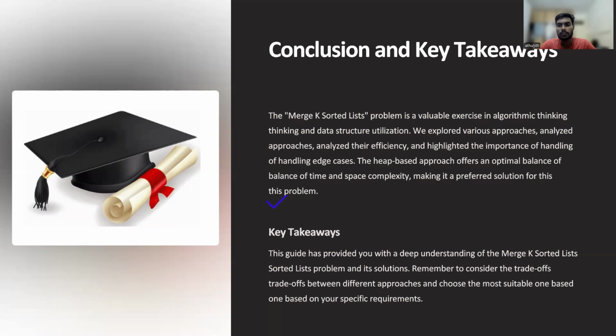The merge k sorted lists problem is a valuable exercise in algorithmic thinking and data structure utilization. We explored various approaches, analyzed their efficiency, and highlighted the importance of handling edge cases. The heap-based approach offers an optimal balance of time and space complexity, making it a preferred solution for this problem.